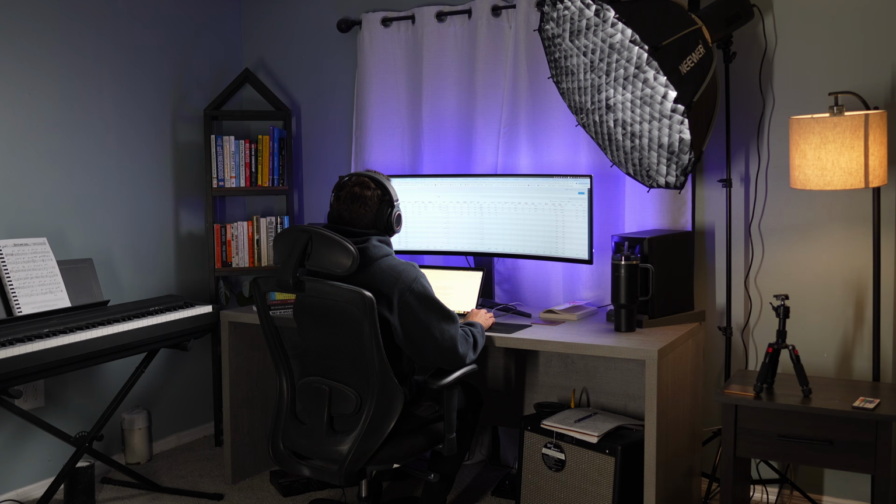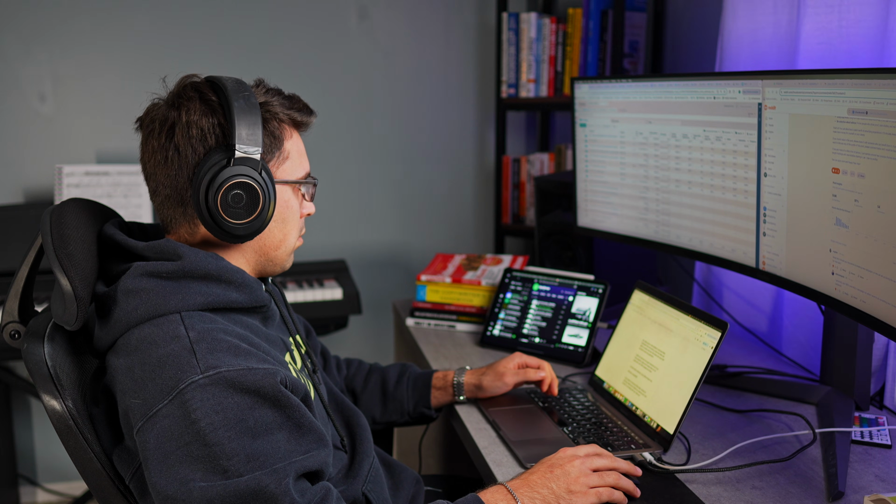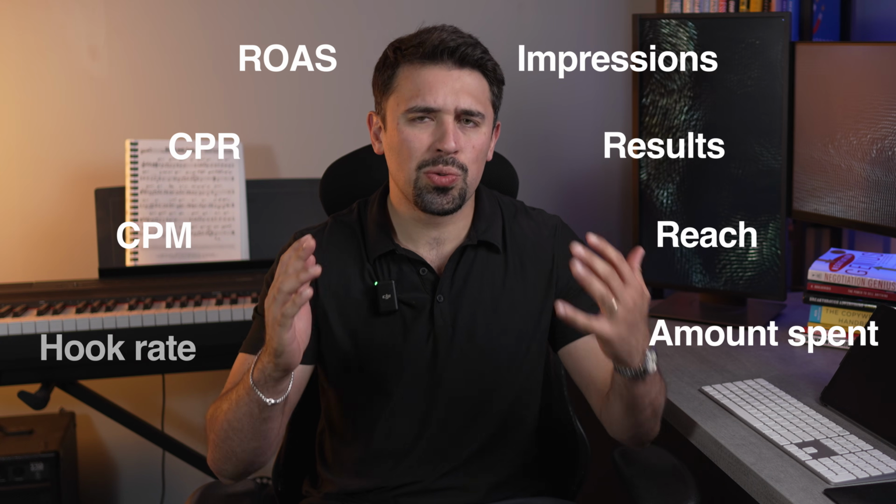One of the most important skills that you can learn is how to properly interpret your meta ads data so that you can make informed decisions to improve your ad results. Now, there's so many different metrics out there. Which ones should we focus on?